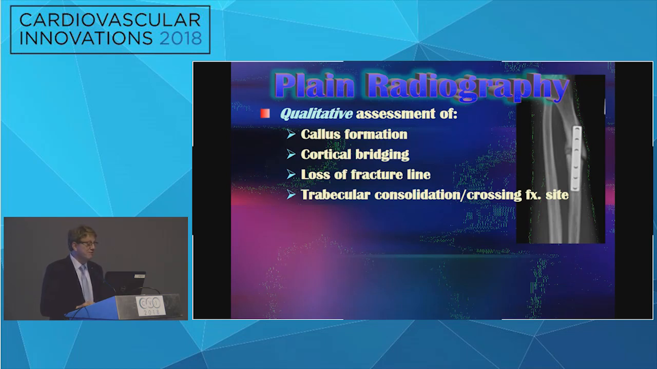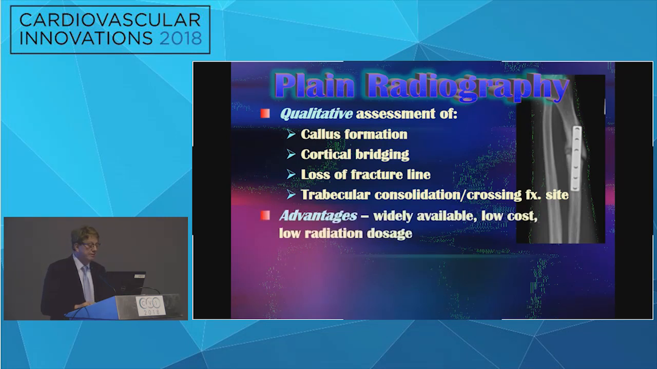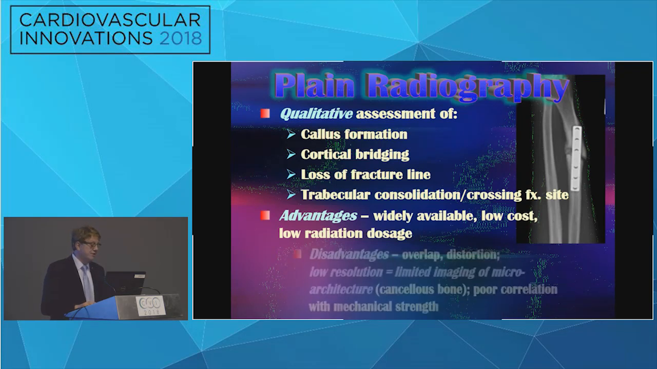But it's a qualitative assessment of, once again, callus formation, callus aging, so to speak. We can follow callus aging. Cortical bridging is one of the things we look for, loss of fracture line, which we're all familiar with, and trabecular consolidation. So what are its advantages? It's ubiquitously available, widely available, low cost, low radiation dosage.